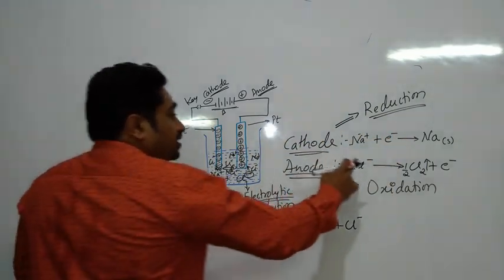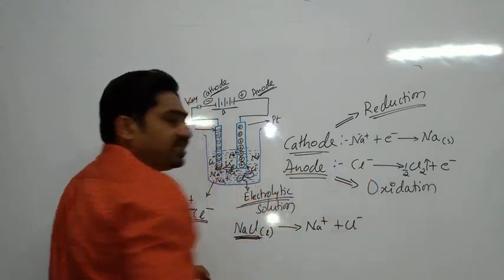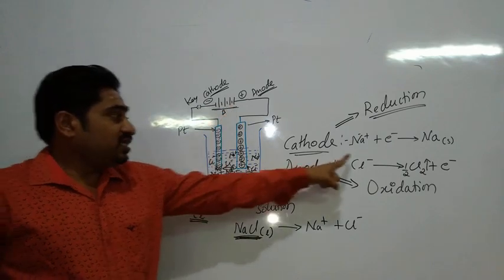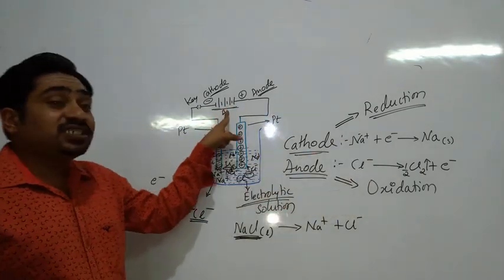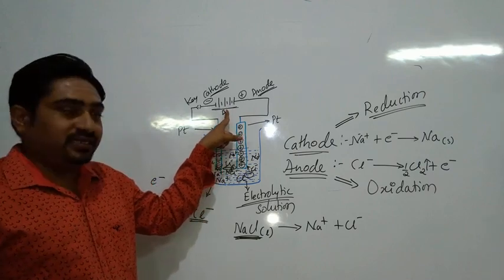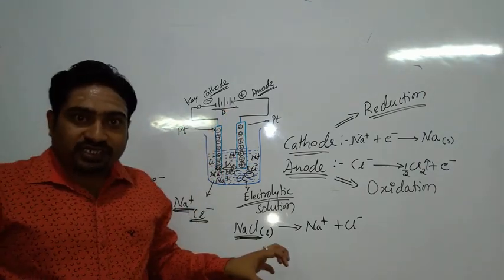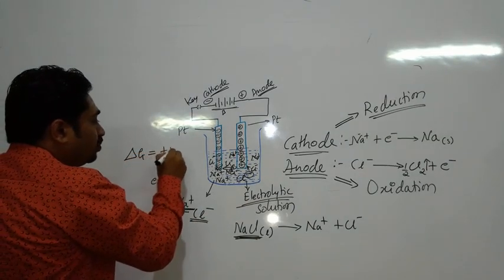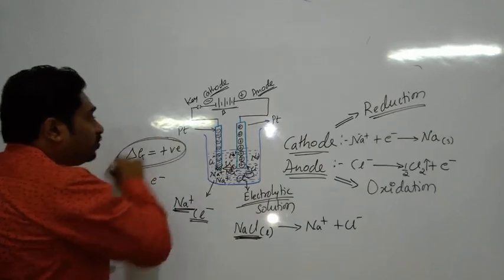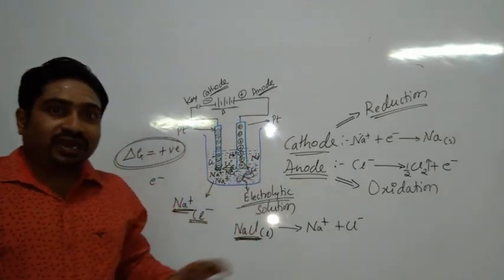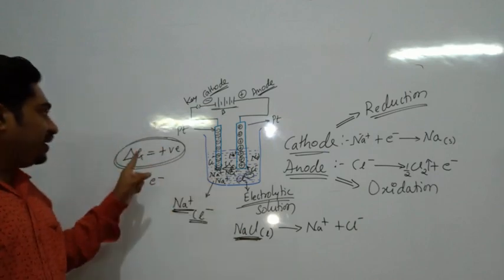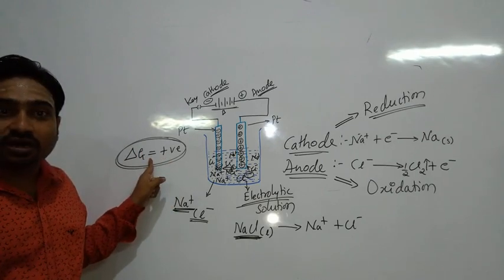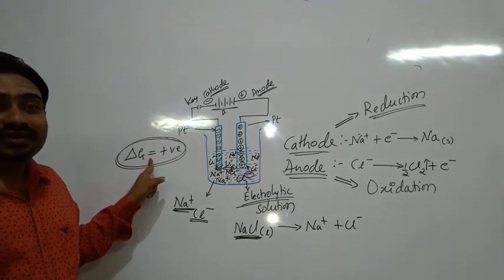So here this reaction is a non-spontaneous reaction. For this reaction we have to supply electrical energy. This reaction is carried out with the assistance of external electric current. So this reaction is non-spontaneous. For this non-spontaneous reaction, delta G is always positive. So please remember, in an electrolytic cell, for all reactions, delta G must be positive. Means these chemical reactions are non-spontaneous chemical reactions.